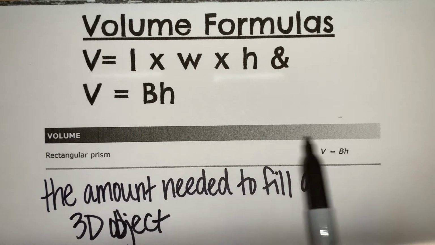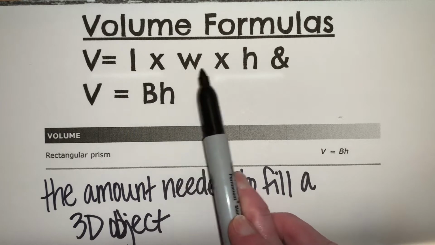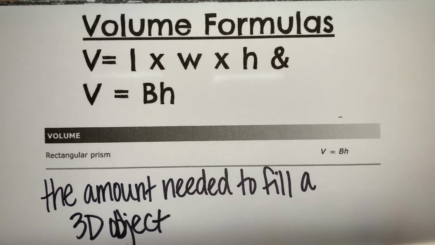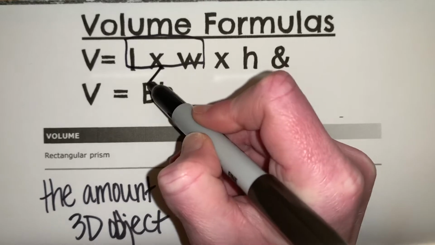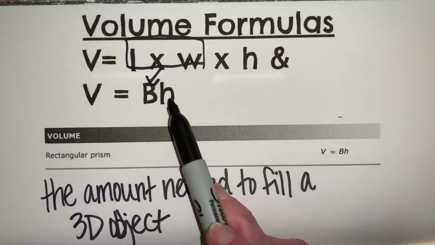This right here is from the STAR chart. It looks different than what you have done in the past for volume. In the past, you've done length times width times height. The area of the base times the height is the same thing. The length times width makes up the base, the area of the base, because you find the area of a rectangle by multiplying length times width. And the base of a rectangular prism is a rectangle. So that's why we've changed it to capital B H.